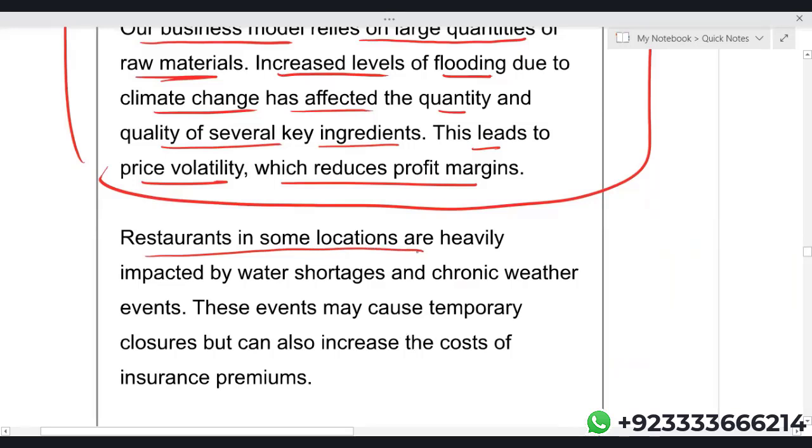Restaurants in some locations are heavily impacted by water shortages and chronic weather events. These events may cause temporary closure, but can also increase the cost of insurance premium.